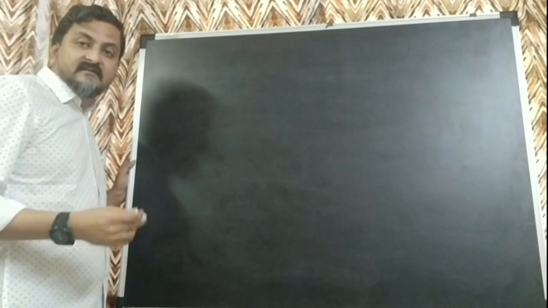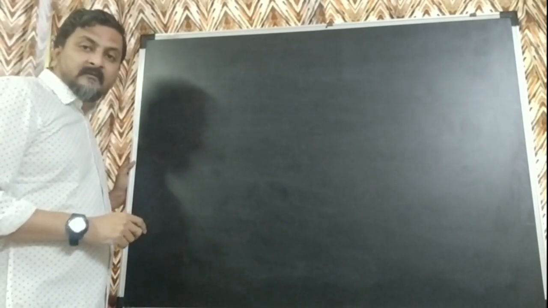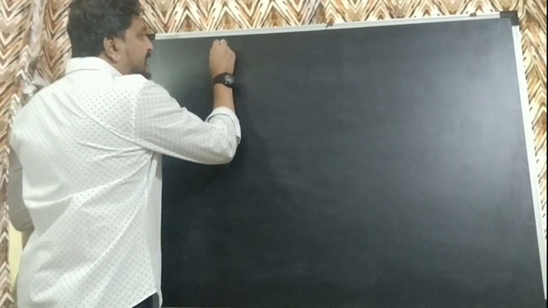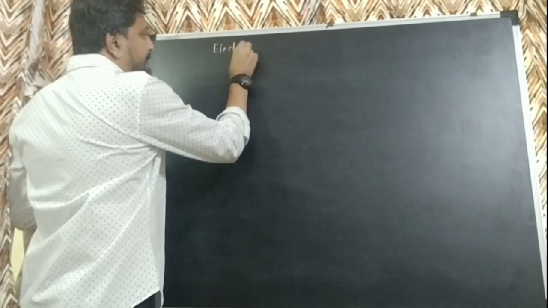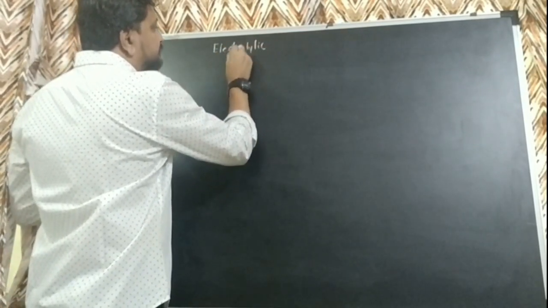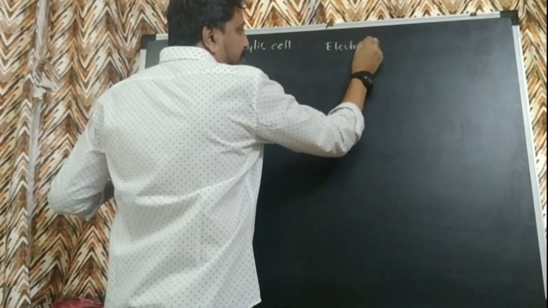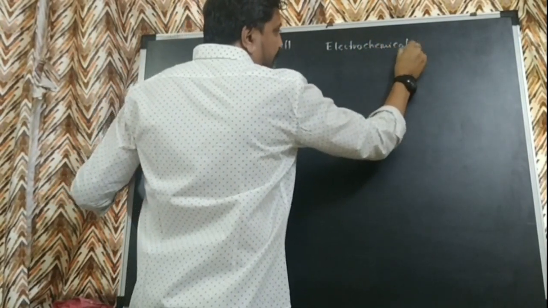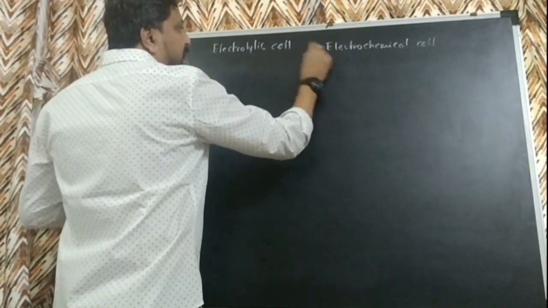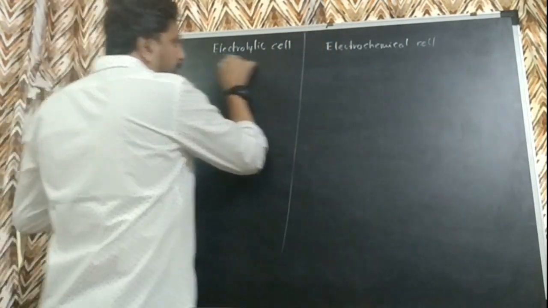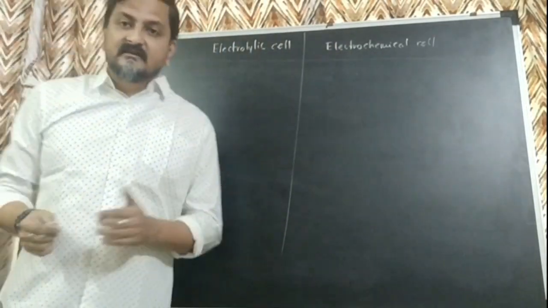Let us see the distinction between the two types of cells. As I already told you, there are two types of conversions in this chapter. Electrical energy into chemical energy and chemical energy into electrical energy. And because there are two types of conversions, there are two different types of cells. One is electrolytic cell, and the other one is electrochemical cell. Let us see the distinction between these two cells.